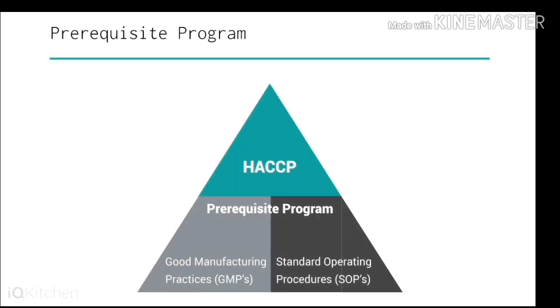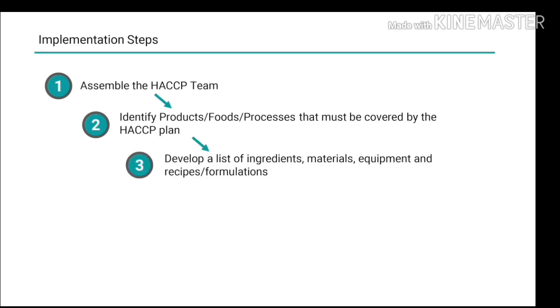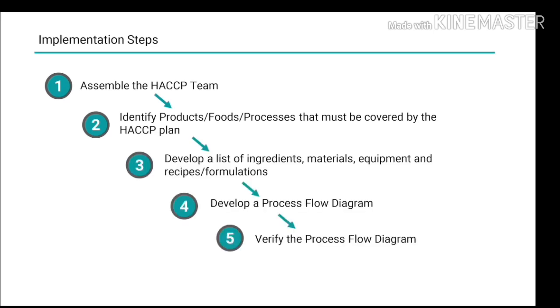The HACCP system must be built upon a solid foundation of prerequisite programs such as good manufacturing practices, GMPs, and standard operating procedures. They provide the basic environmental and operating conditions that are necessary for the production of safe, wholesome food. These are some examples for GMPs and SOPs. All prerequisite programs should be documented and regularly audited. The development of a HACCP plan is a logical step-by-step process.